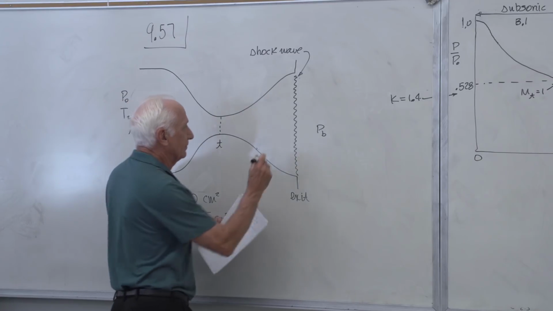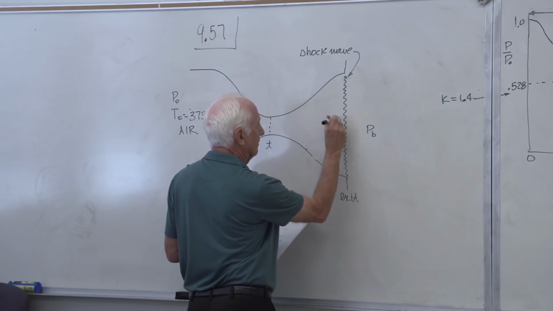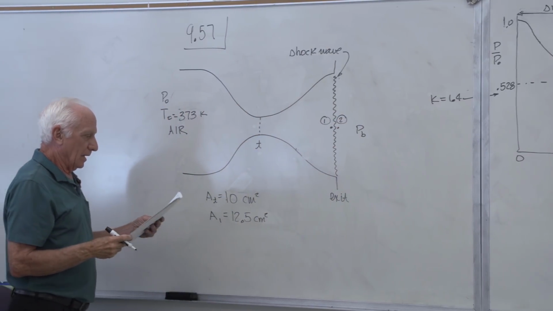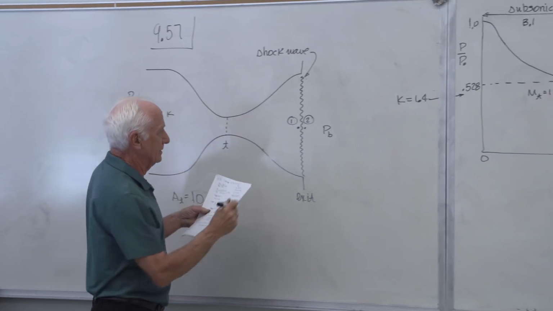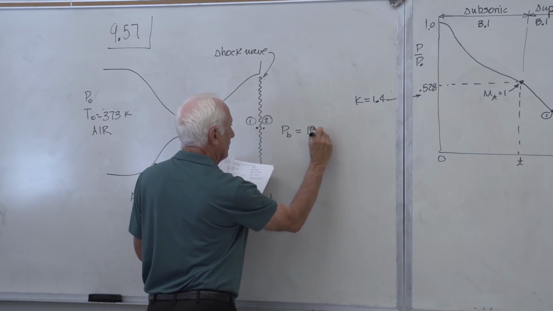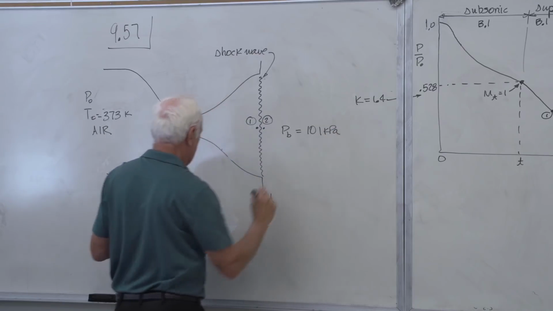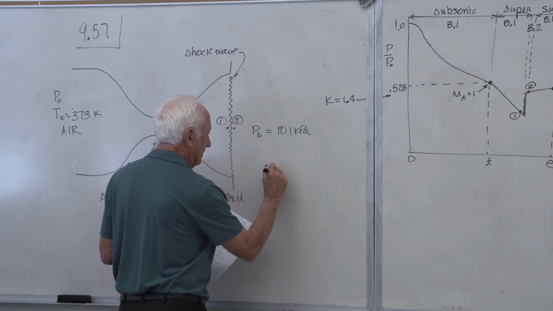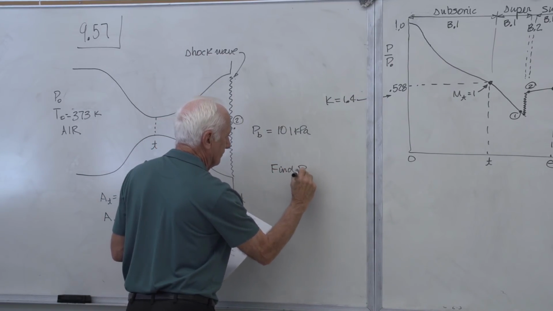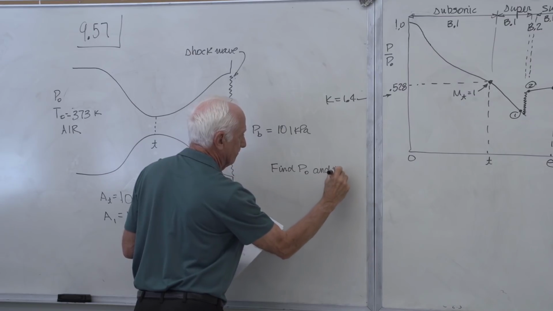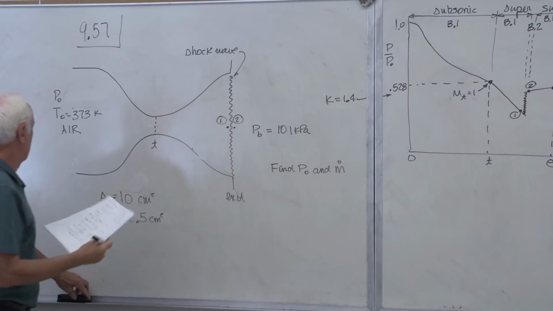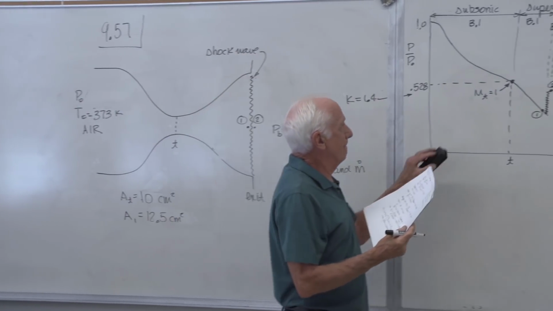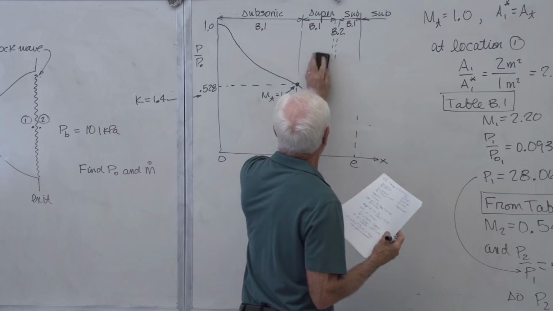Right, got them all. I'm going to call this 1, and I'm going to call this 2 across the shock. Okay, let's see what else. Oh, P back is atmospheric pressure, 101 kPa. Okay, find P naught and M dot. We weren't given the reservoir stagnation pressure, P naught.